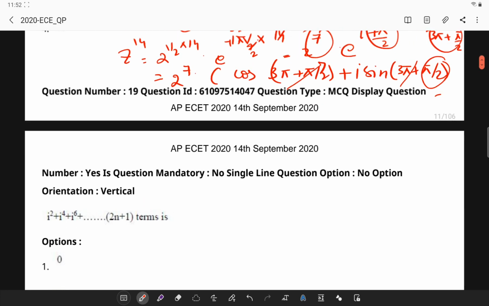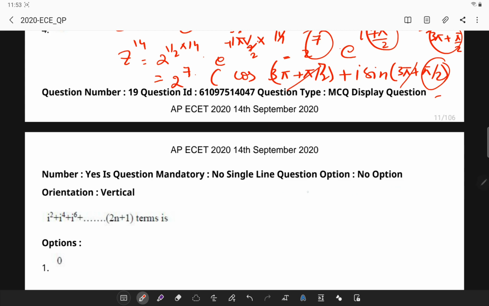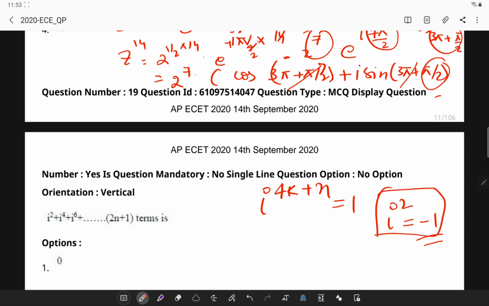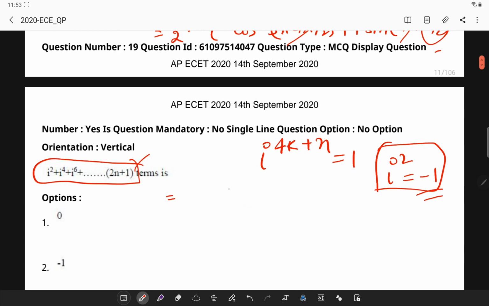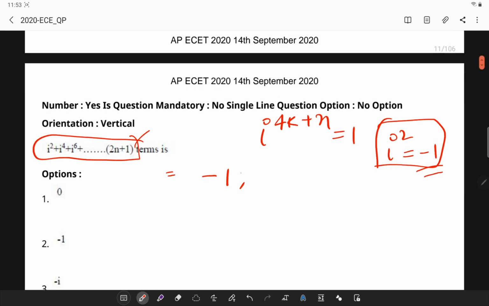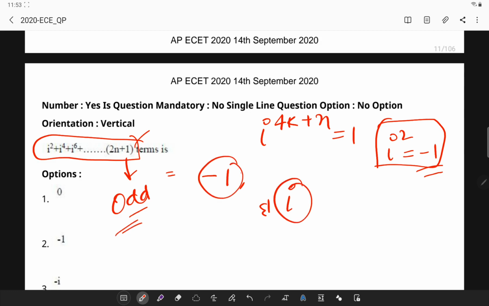Next we have a question related to i power. So simply the student has to remember i power 4k plus n. So i square is equal to minus 1. This is the basic equation which you remember. So if you see all this, the value is equal to minus 1, as here it is an odd number of terms. So simply remember the summation of i till odd terms will be minus 1.